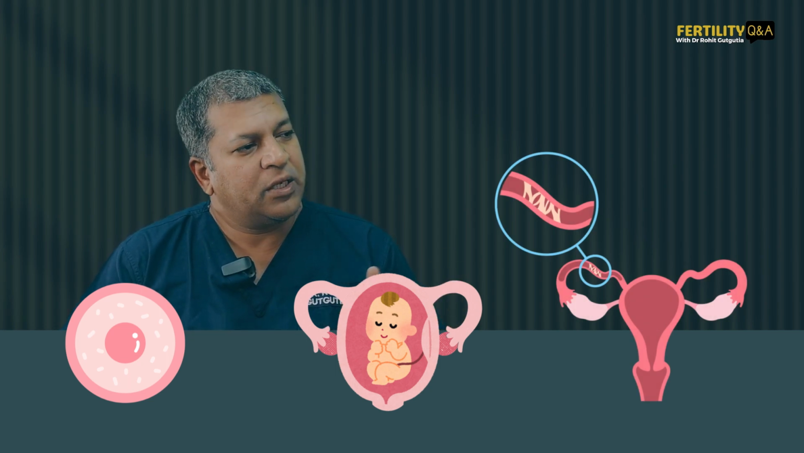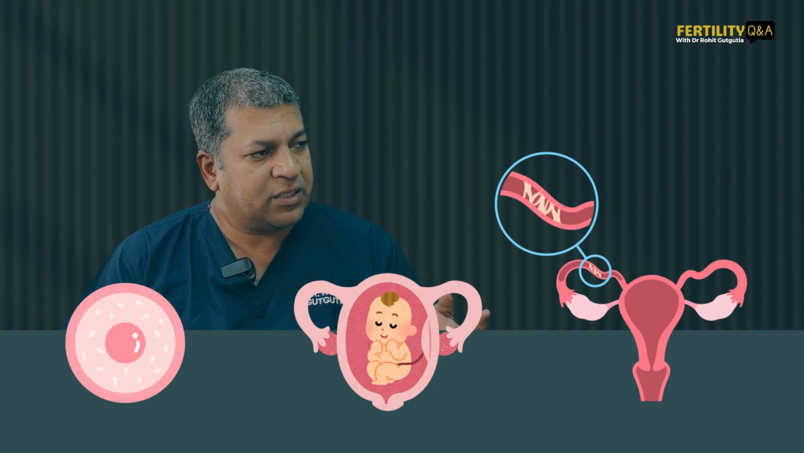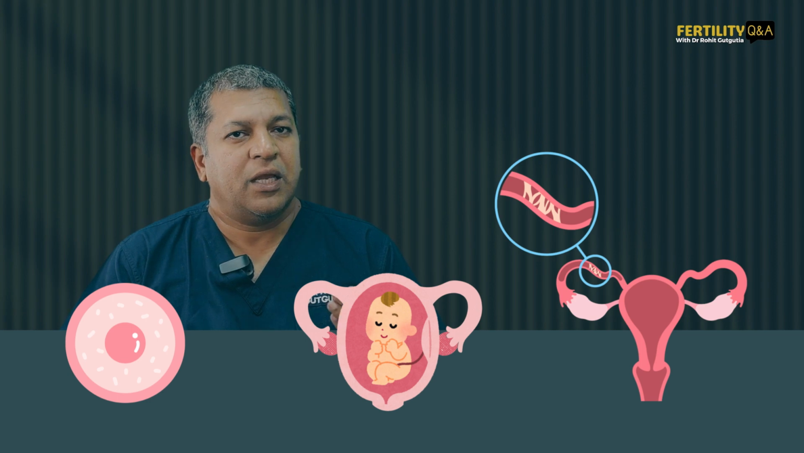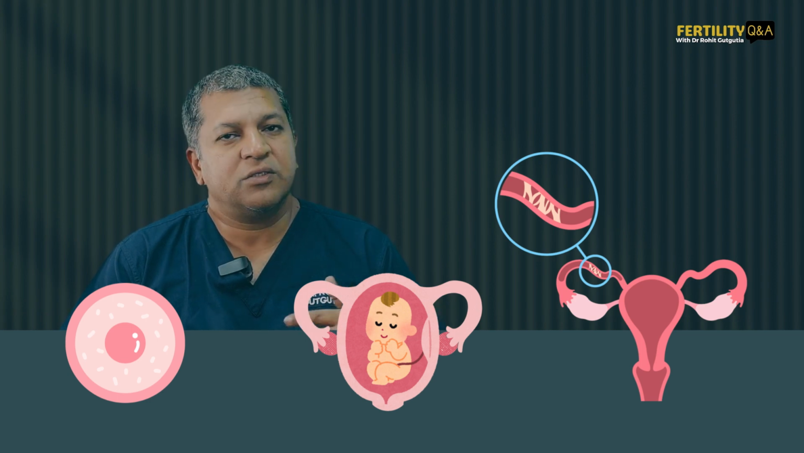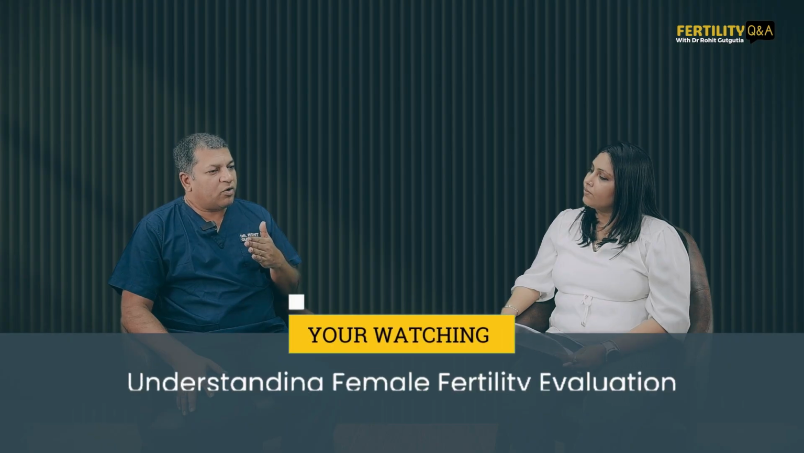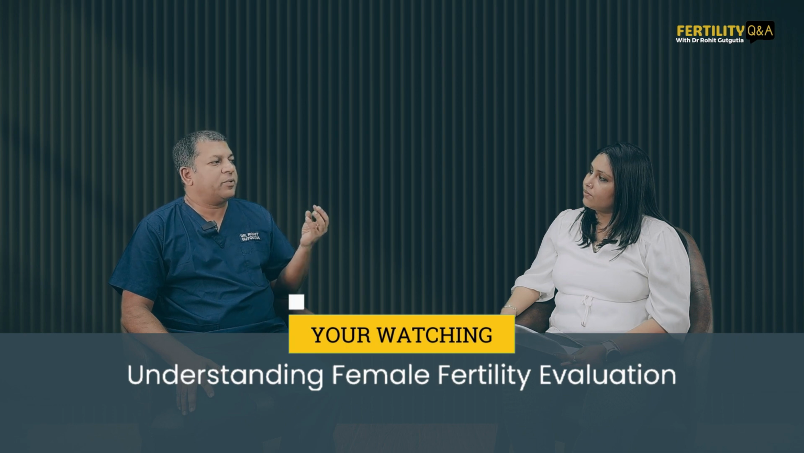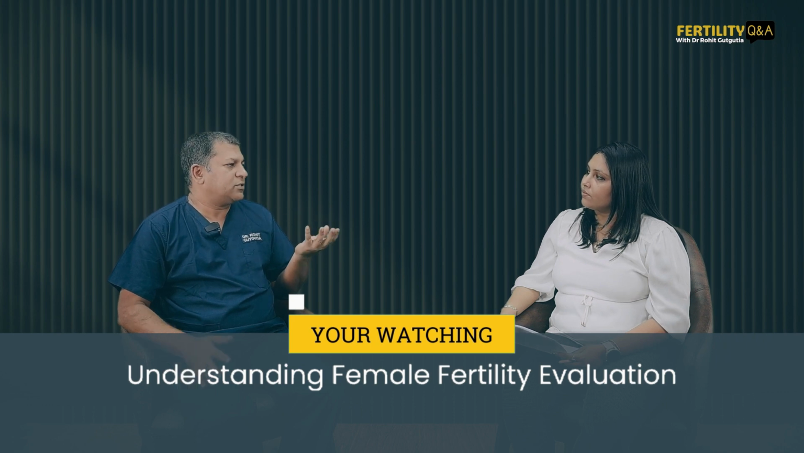So in that order, we would first assess her eggs, the quality and the quantity of eggs, and then we will look at her womb, and last in the pecking order we look at the fallopian tubes. If all three are in order and her reproductive health otherwise is also good, she has regular cycles, plus her general health is all right, then we would classify her as a low risk patient, a person who can easily get pregnant.